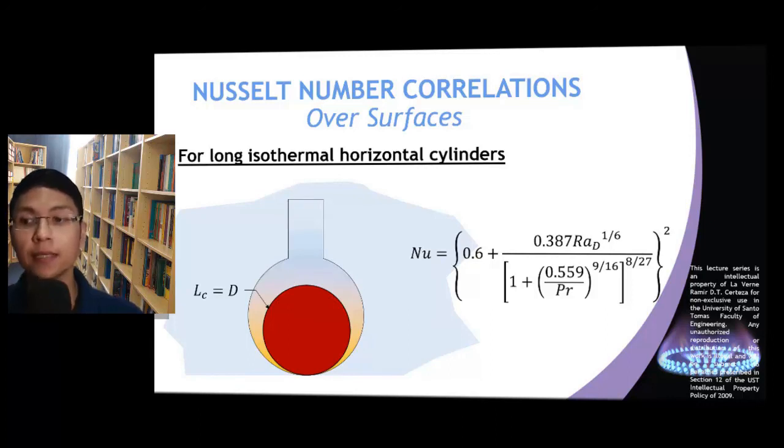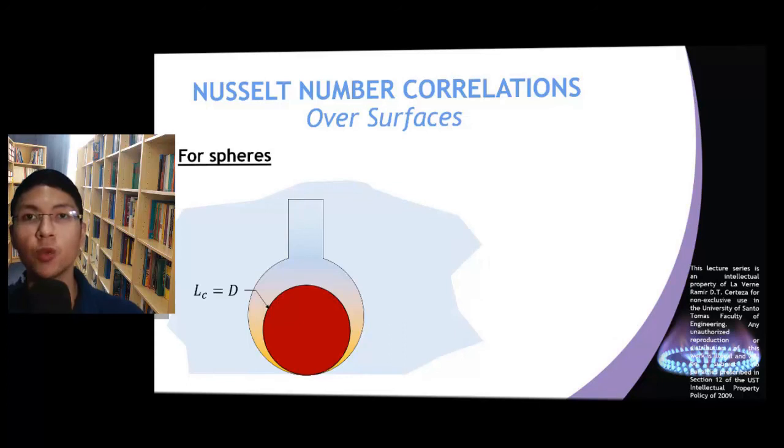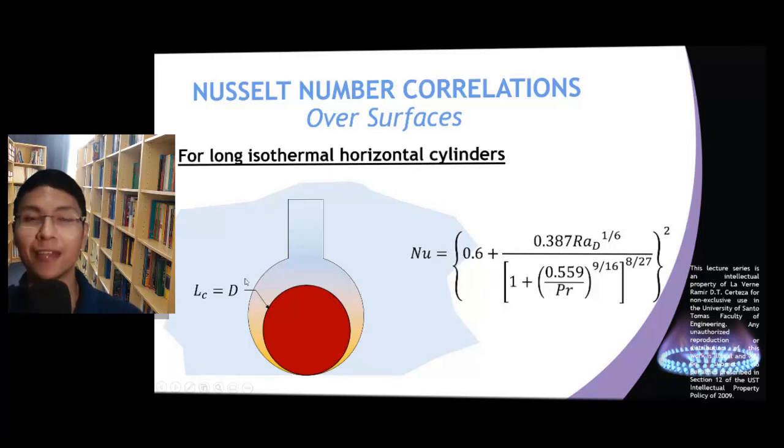But as the air rises, it also starts to cool down again, therefore assuming this plume of air within which air particles are moving. For long isothermal horizontal cylinders, we use this correlation to compute for the Nusselt number. Take note that this correlation is only applicable for this range of the Rayleigh number.